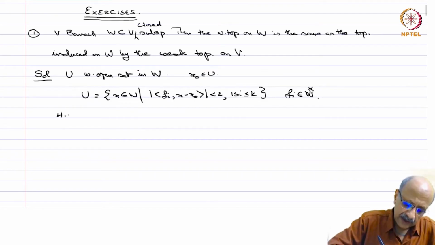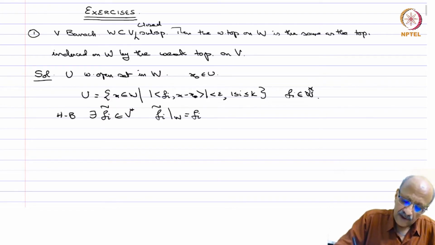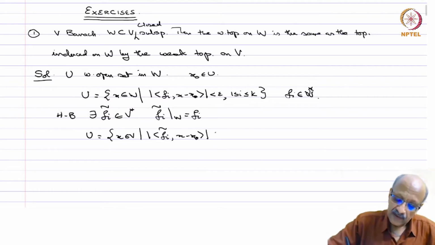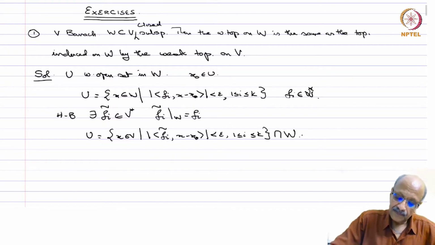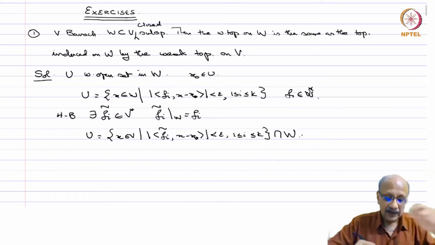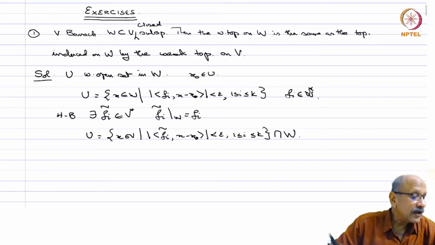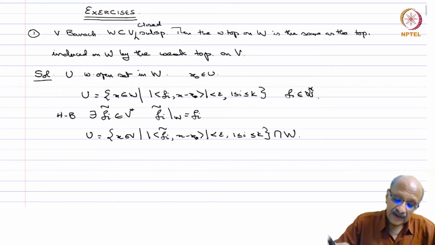But then by the Hahn-Banach theorem, there exists Fi tilde in V star such that Fi tilde restricted to W is the same as Fi, and therefore U is equal to the set of all X in V such that mod Fi tilde(X minus X naught) is less than epsilon, 1 less than or equal to I less than or equal to K, intersection W. Okay, so every weakly open set is a weakly open set in V intersected with W, and therefore it is open in the induced topology.